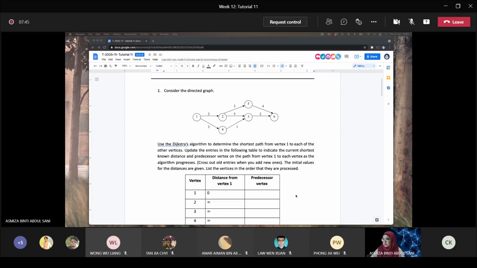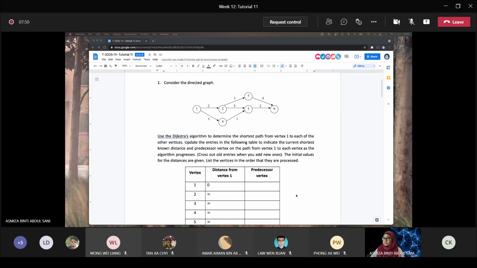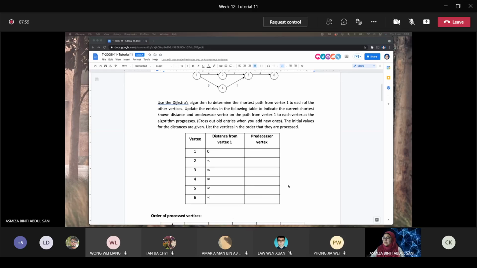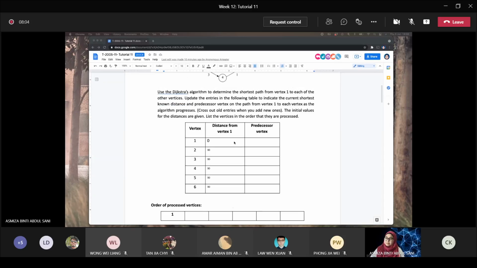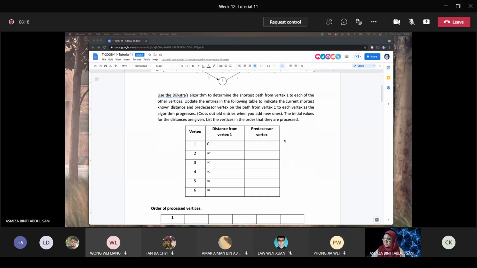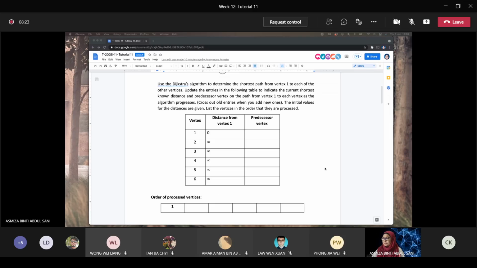So here we have this graph, and we are going to apply Dijkstra to determine the shortest path from vertex 1 to all other vertices. If you see here, we don't really use this table in our lecture, but basically you can keep track of the distance from vertex 1 and the predecessor of each vertex while looking at the graph. And here, you need to show the order of the processed vertices as well.